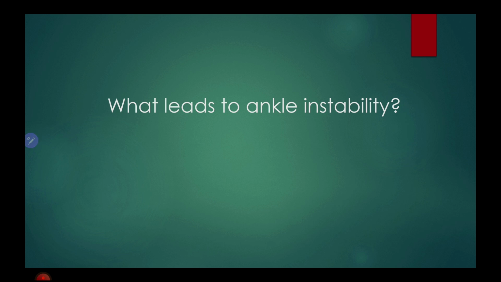So, the first question that arises in our mind is, what leads to ankle instability? The ankle is the most frequently injured major joint in the body. And in the ankle, the lateral compartment is the most commonly affected side, because there is a natural tendency for the ankle to sprain in inversion and plantar flexion. In that position, it is the lateral compartment which is most often affected.